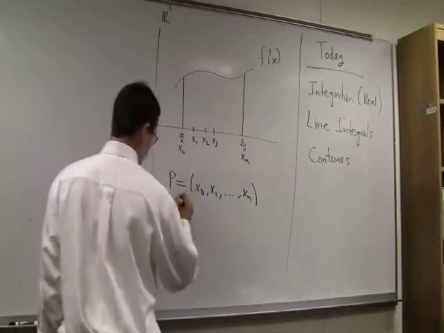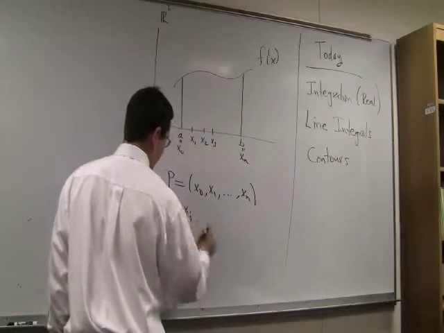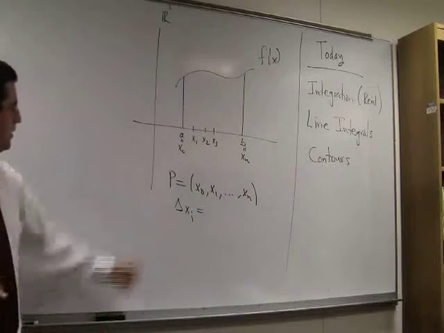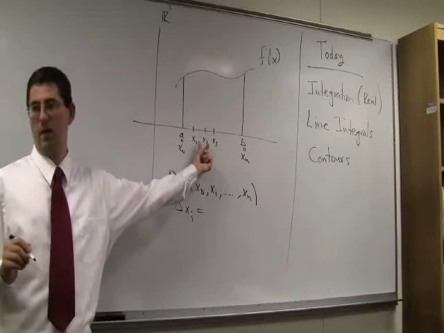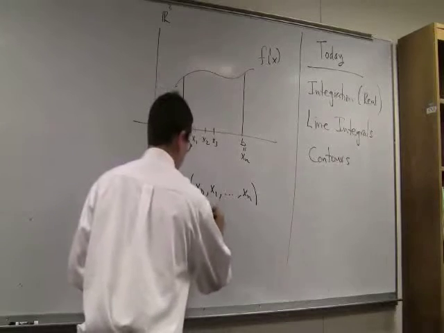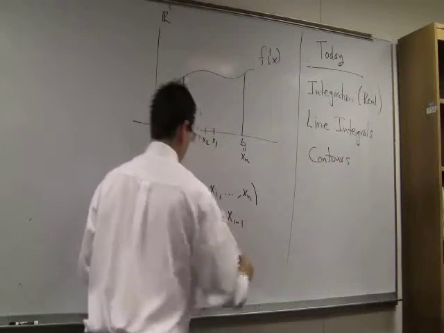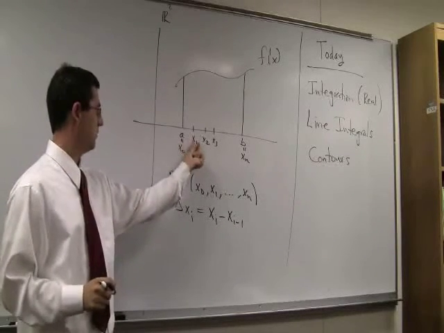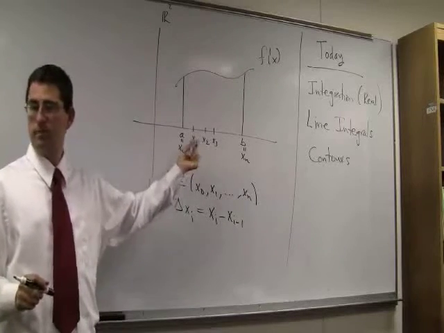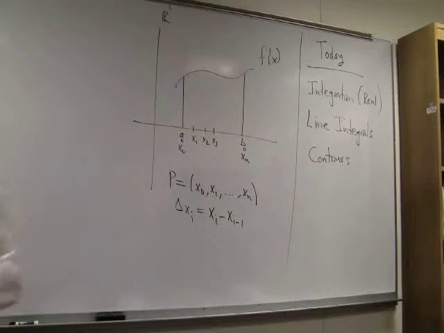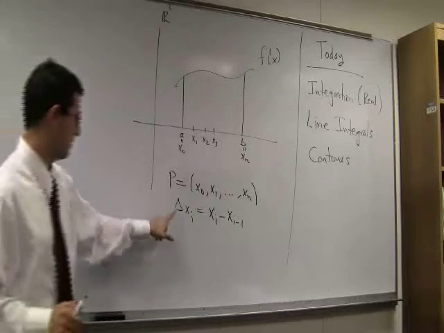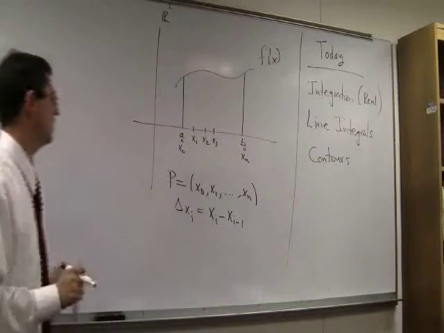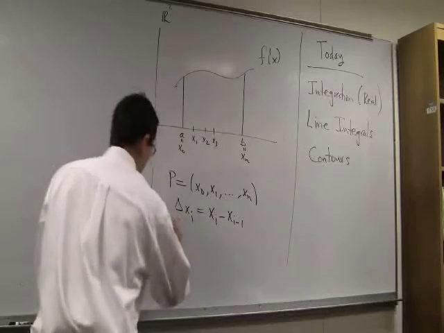And let me call delta xi the difference between xi and xi minus 1. Okay. So delta x1 is just x1 minus x0. It's just the length of these things. So they can be different. When we did it in class, maybe we just took delta x and made a fixed one, but that will be more lenient here.